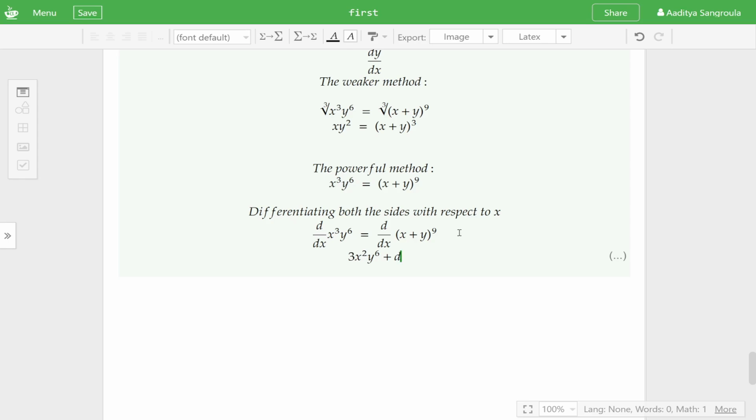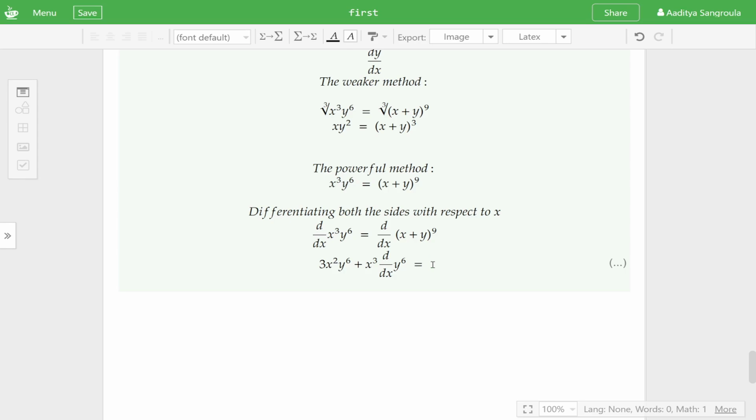So d over dx of y to the sixth power times x cubed, right? So why am I writing this? I could have directly done this, but I'll show you later on why it's being written like this.